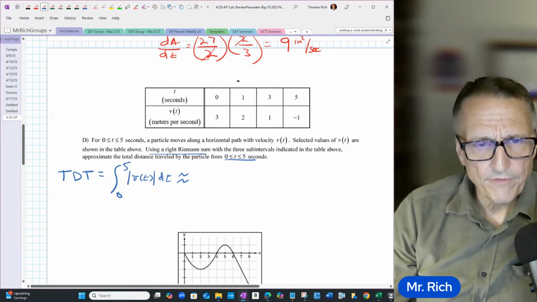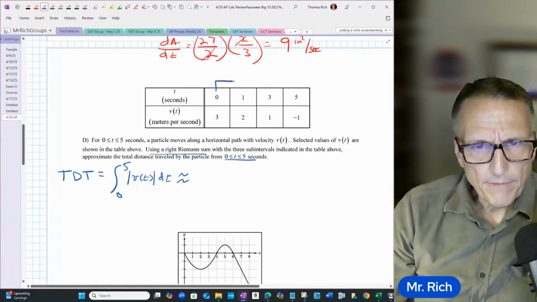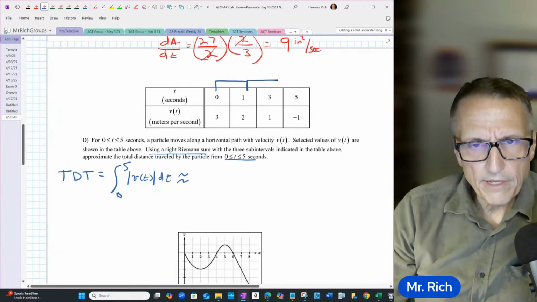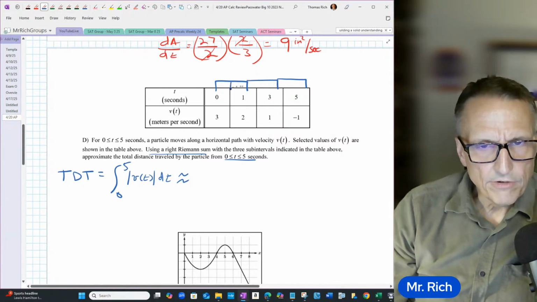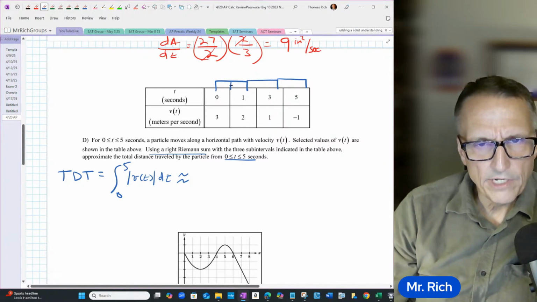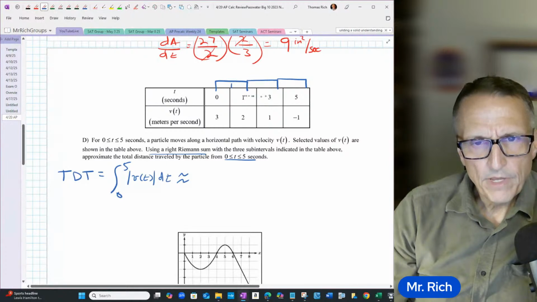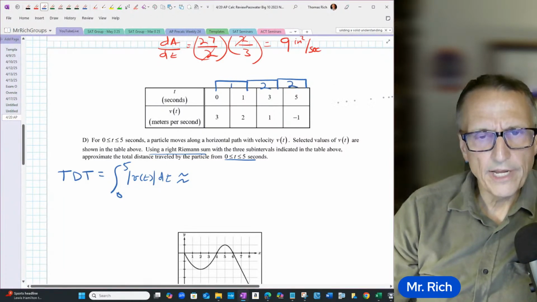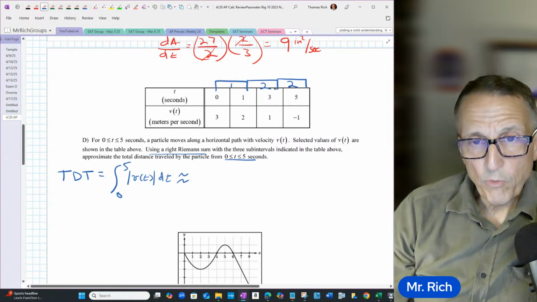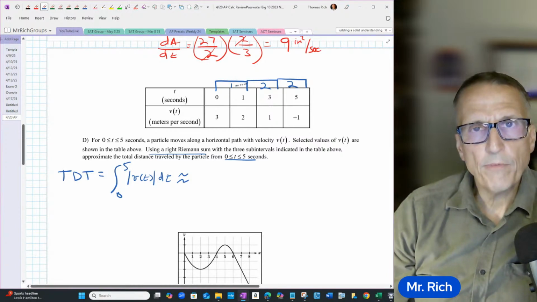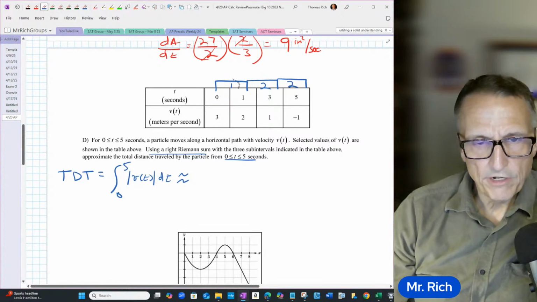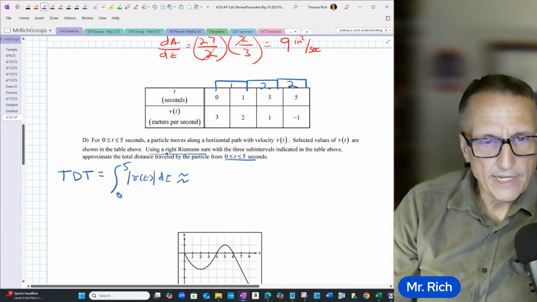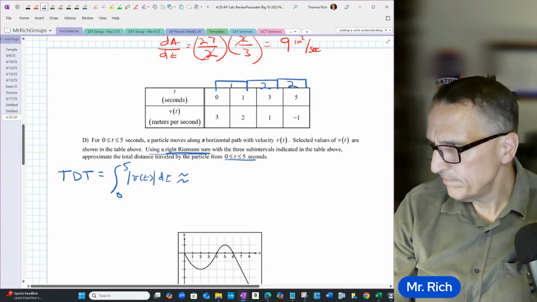And since it's a left Riemann sum, and I'm using 3 subintervals, I make my bases of 3 rectangles here, and I'm going to put the intervals in here. So from 0 to 1 is 1 second, from 1 to 3 is 2 seconds, and from 3 to 5 is 2 seconds. These are the widths of the rectangles for my Riemann sum. The heights of the rectangles are going to be defined by the right edge of the rectangle here.